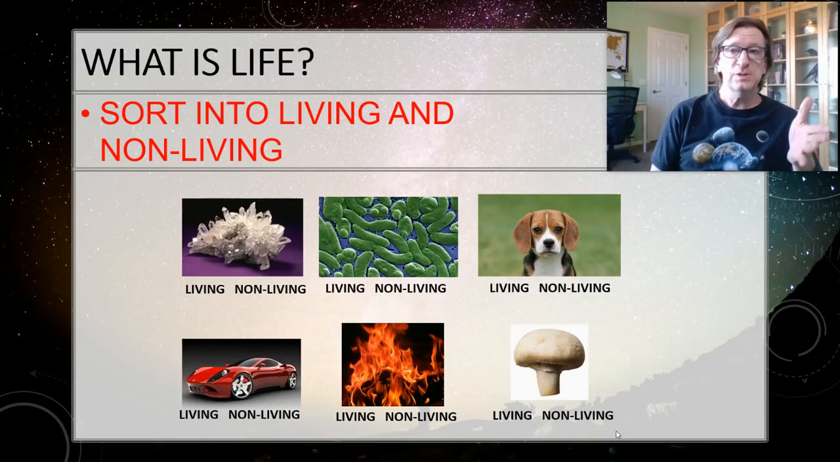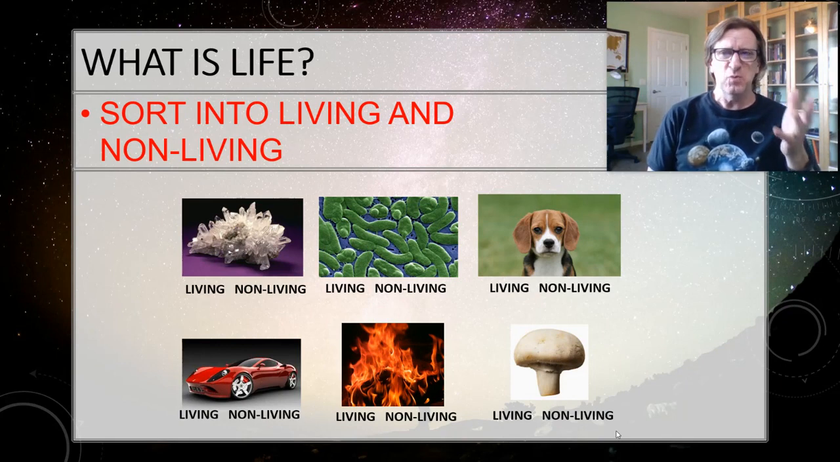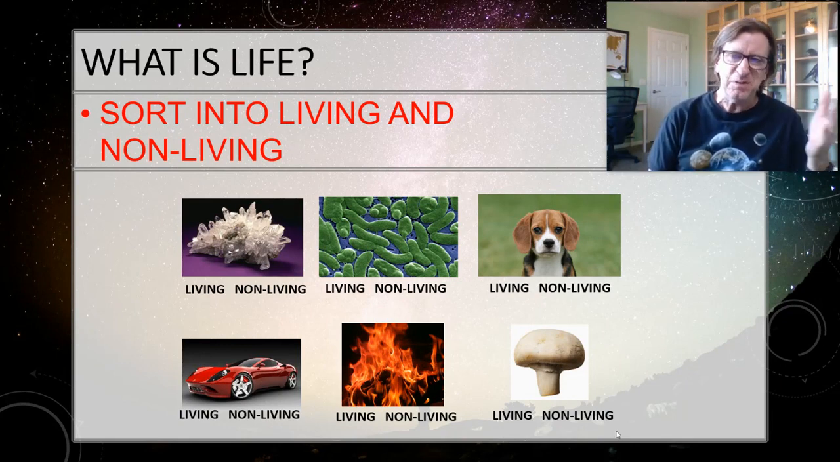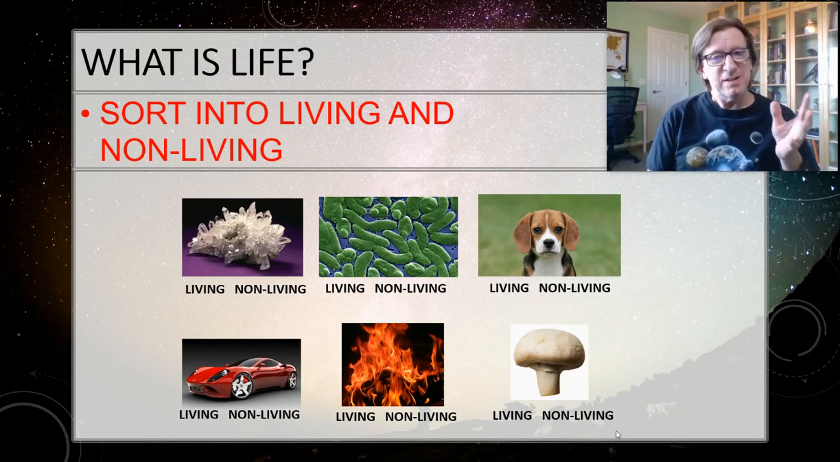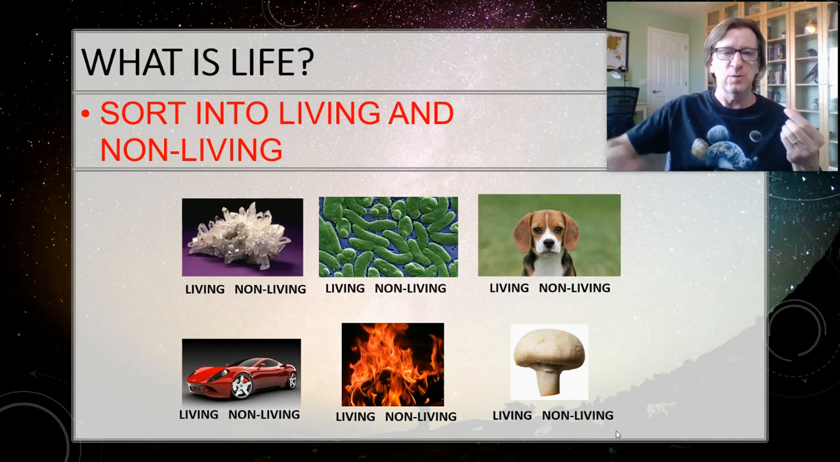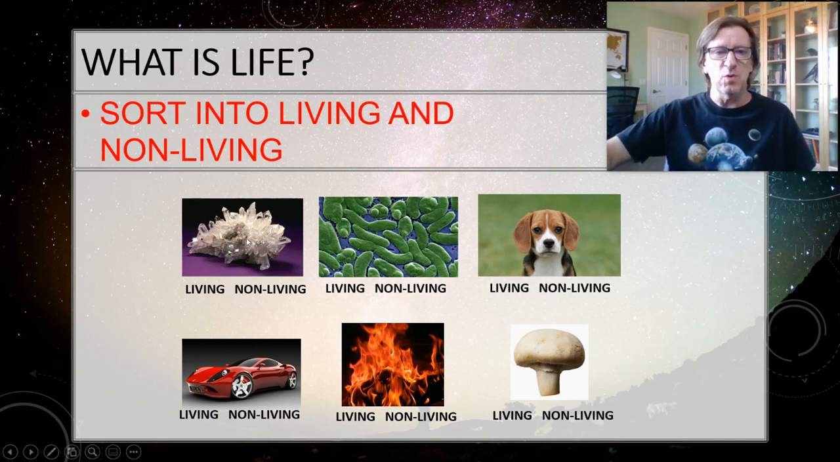All right, so what you see before you are 6 things that we might find on an alien planet. Okay, Earth. But if you're an alien and you're trying to decide, is this thing alive or not? How would you decide that? So, right here, we've got some crystals that have been grown. These are rock crystals. These are bacteria. It's a puppy. Isn't he cute? A car, fire, and shrooms.